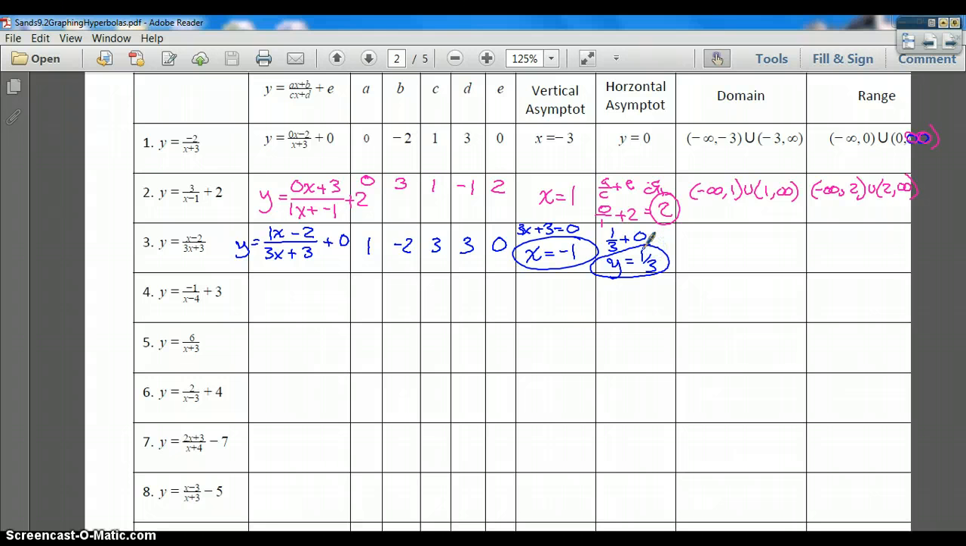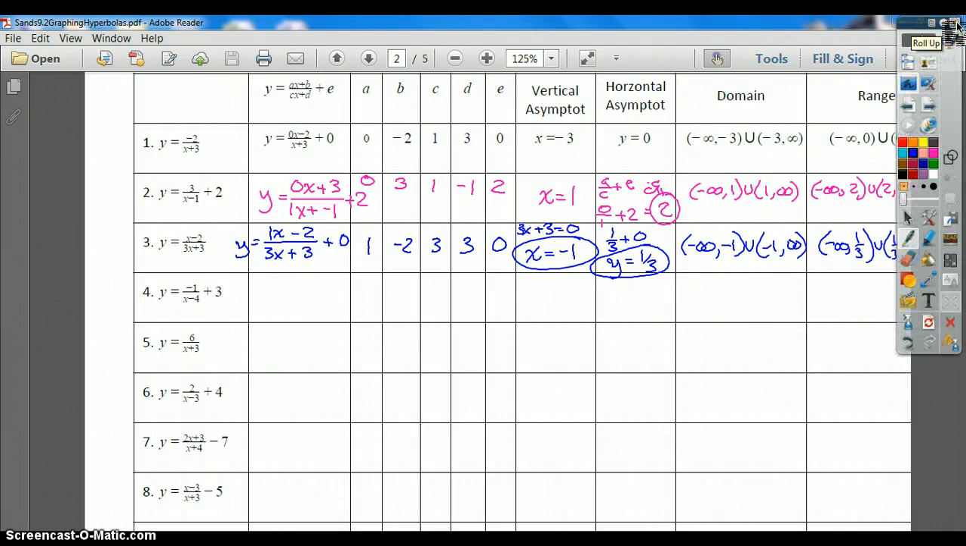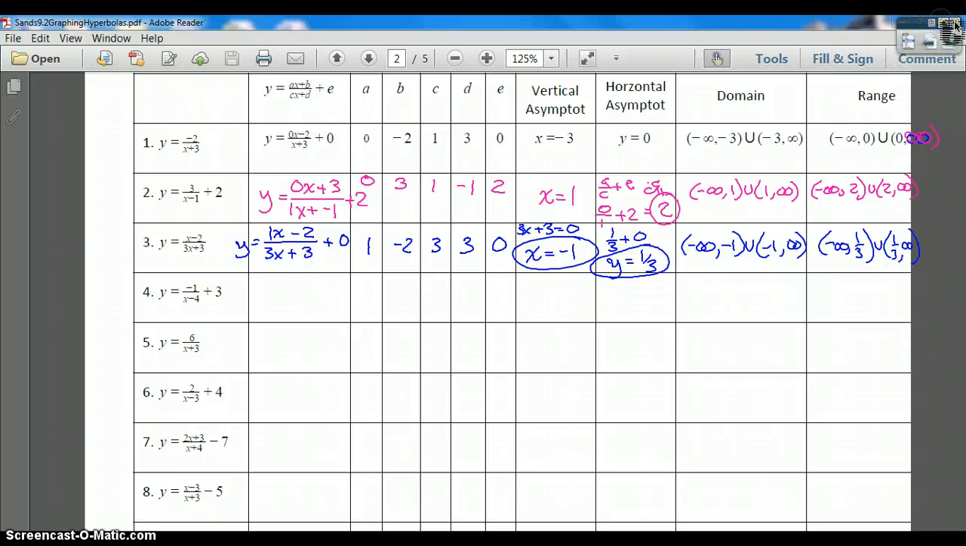So our domain is the x value that is not going to work here. So it'll be negative infinity to negative 1, negative 1 to infinity. My range is from negative infinity to 1/3, and that picks up at 1/3 up to infinity. Okay? And I'll do one more with you here in 4. Maybe I'll do 5, but the rest will be on you. And I'll check them if you want as I walk around.